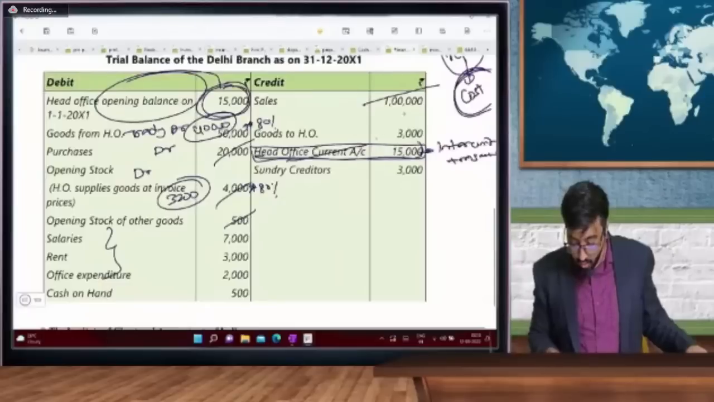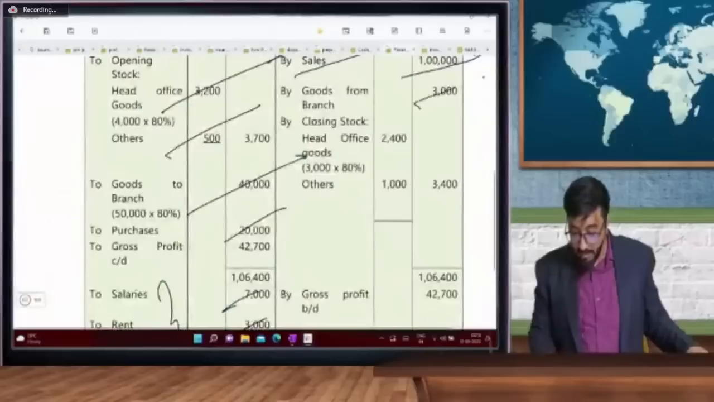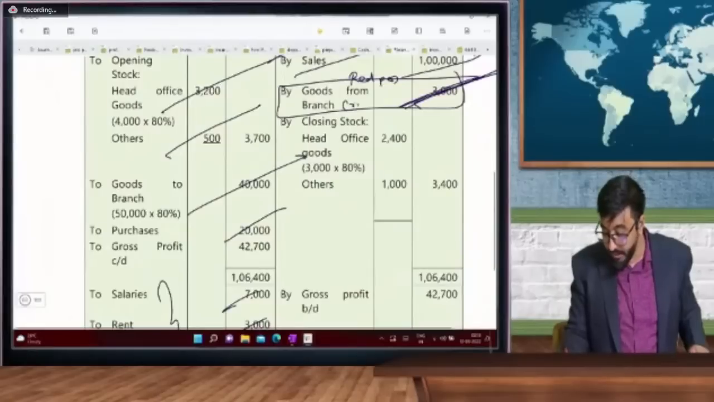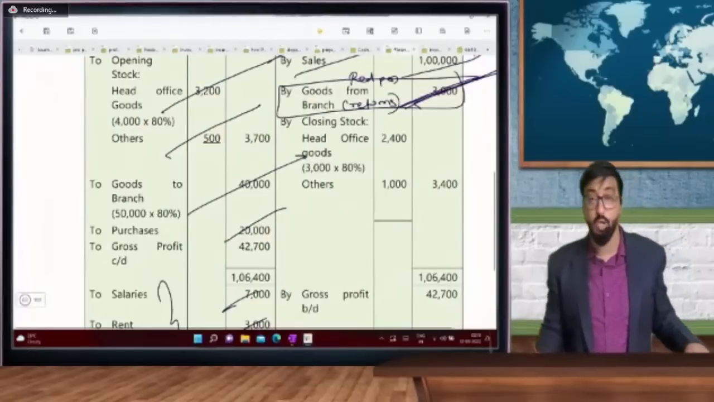Goods to HO 3,000. This is a return, and return is at cost. So 3,000 will be recorded at cost. This is a red pen line, so you can write it down in red pen: returns are at cost. So don't cancel the loading.